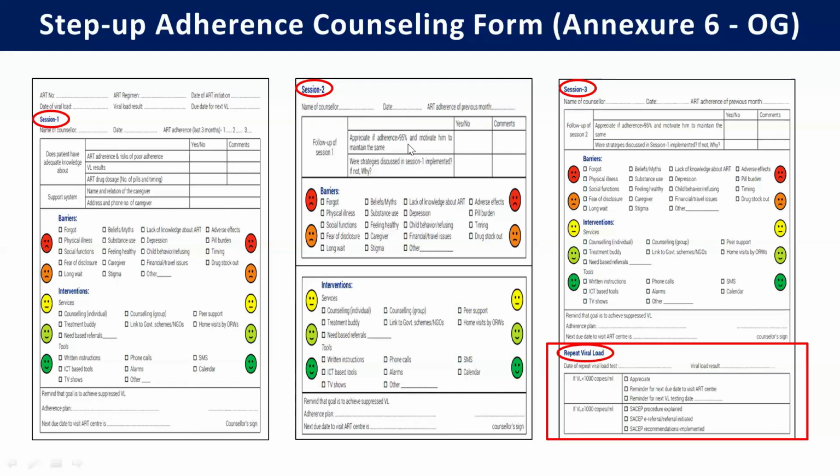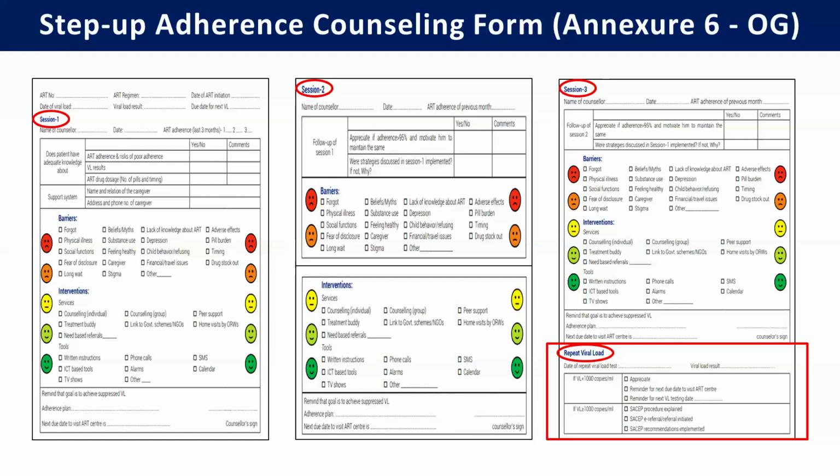Now for the TLD regimen, a once daily regimen, the adherence is more than 95% if he has forgotten only one or two pills. He is not allowed to forget more than that. More than 95% means that in a month of 30 days, he has taken the pill 28 times. Only one or two pills may be forgotten.